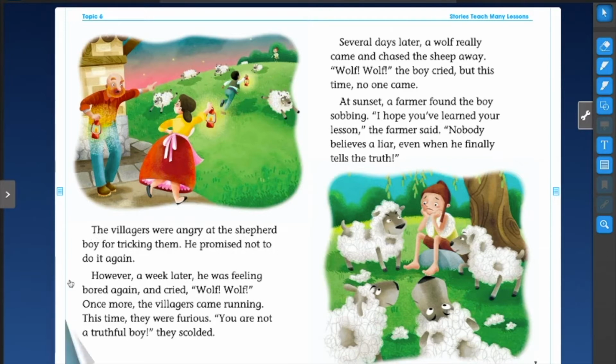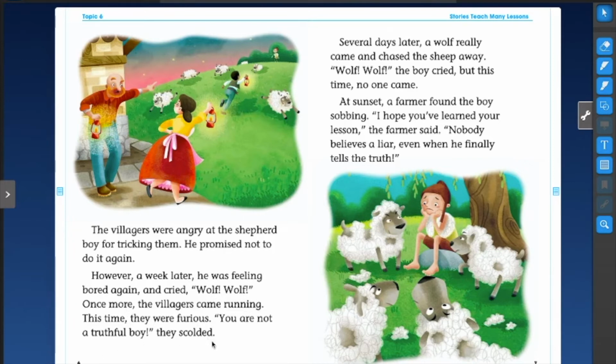He promised not to do it again. However, a week later, he was feeling bored again and cried, "Woof, woof." Once more, the villagers came running. This time they were furious. "You are not a truthful boy," they scolded.